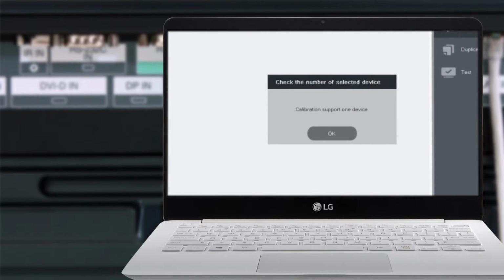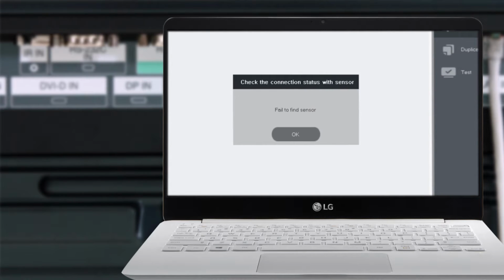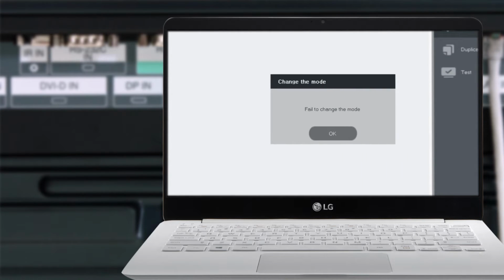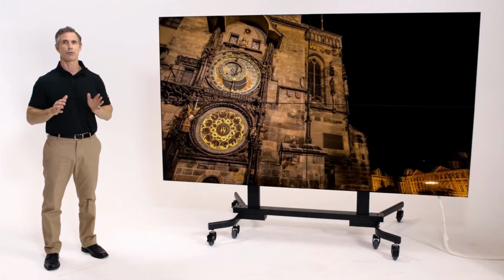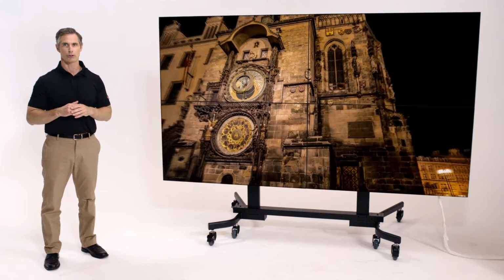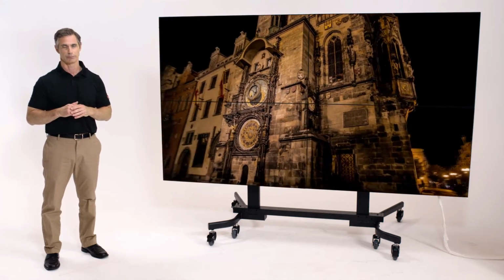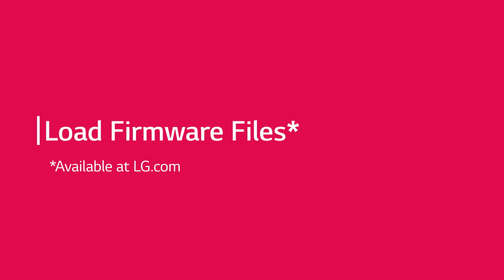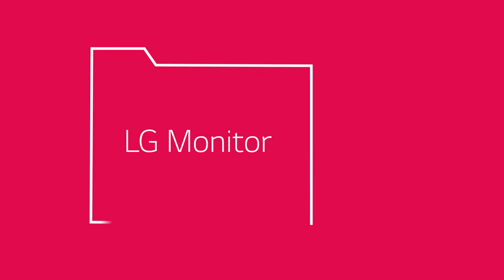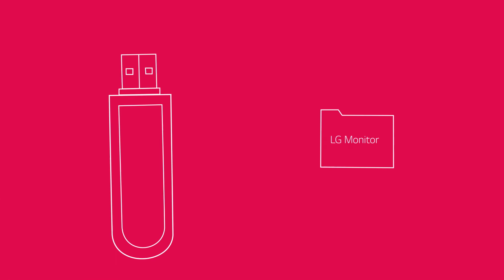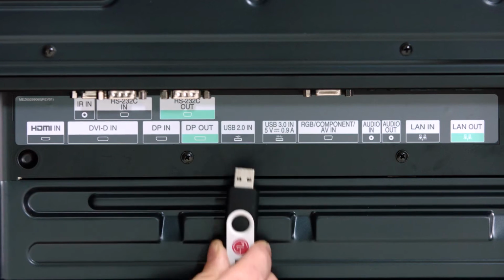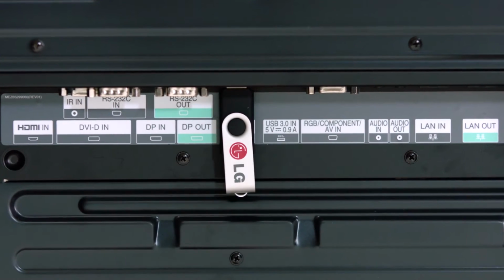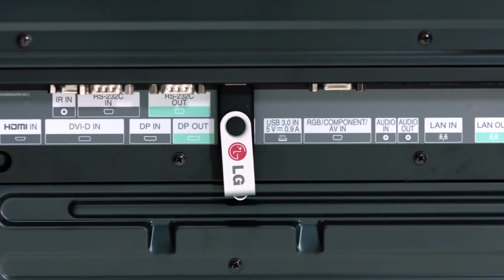If so, you might see one of these messages. Refer to the version matching chart in the Help section of SuperScience C. And if needed, update both the system on chip and the microcontroller to the latest firmware version. It's easy. Just load the firmware files, available at lg.com, into a folder named LG Monitor on a standard USB flash drive. Then plug the drive into the USB port of the display and follow the on-screen instructions.